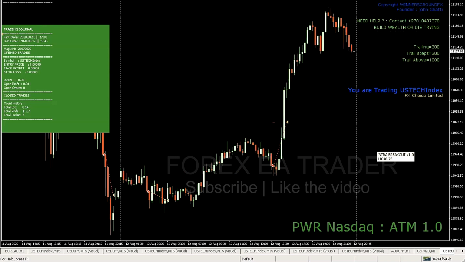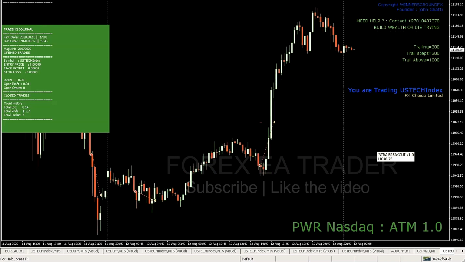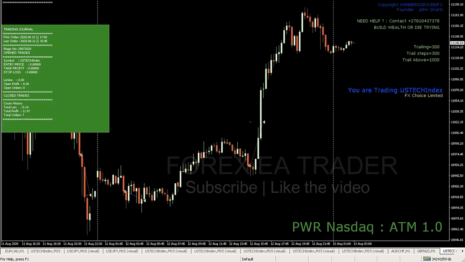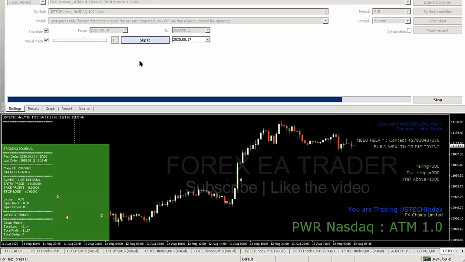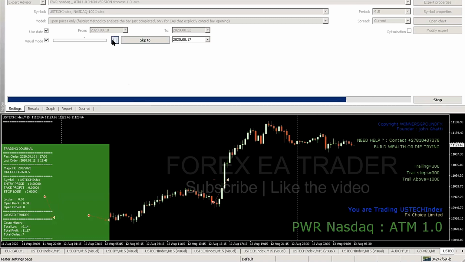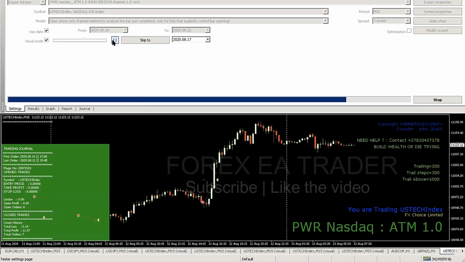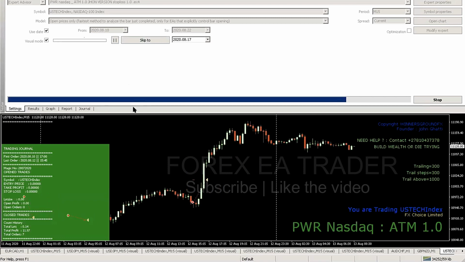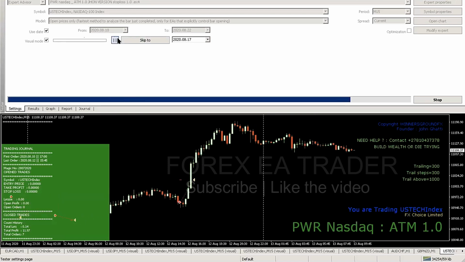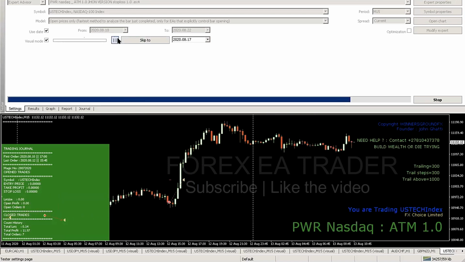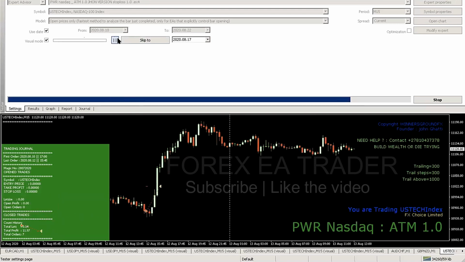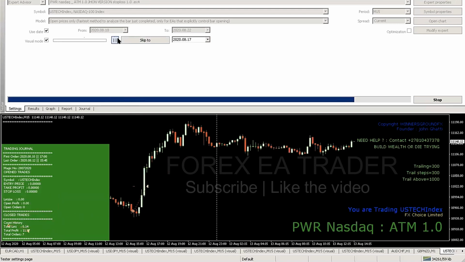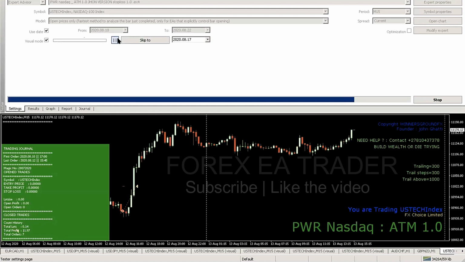So now the robot will be waiting for the perfect condition. We'll see now what condition. Let's wait for one to place a trade so that we can see. I want to show you how it places a trade. So let's wait for the next trade so that I can show you. I'm going to pause. Immediately it placed a trade. I'll show you how it placed the trade.